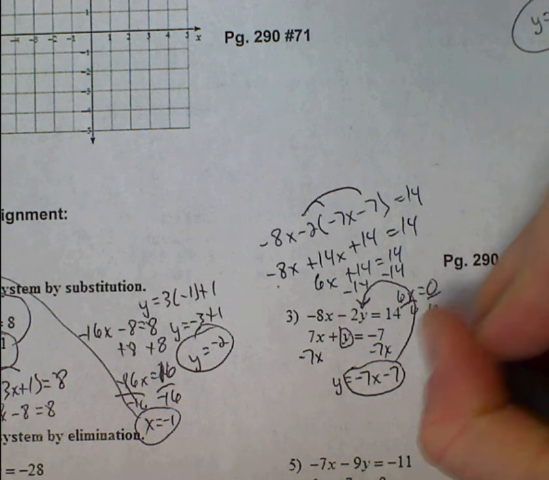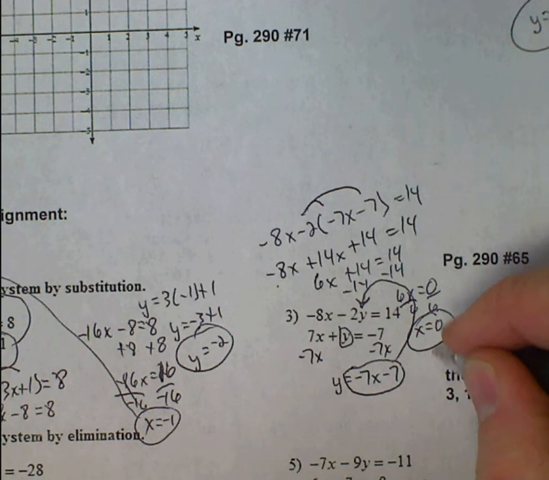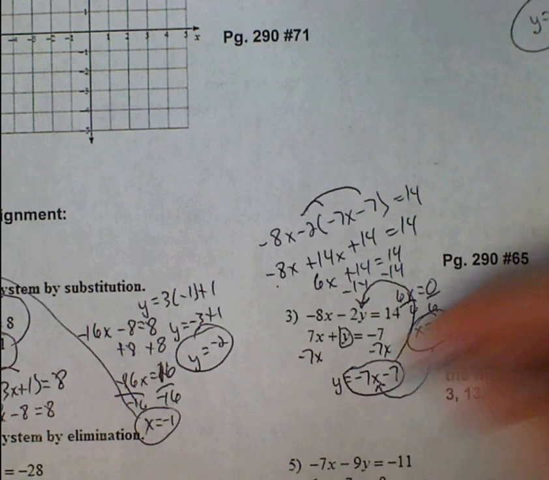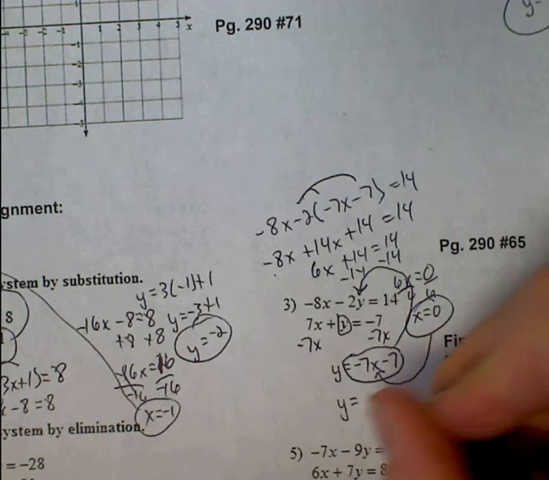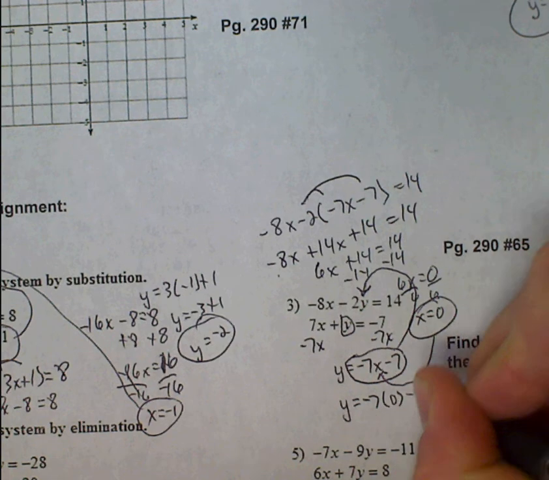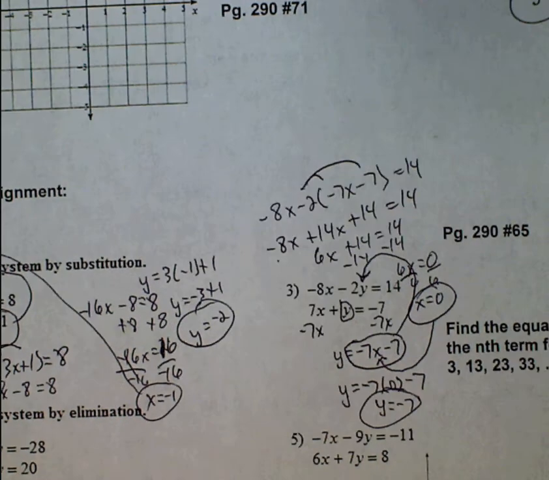Divide by 6, x equals 0. If I take my x and plug it into one of my equations, I'll plug it into the one where we got the y by itself. Y equals negative 7 times 0 minus 7. Y equals negative 7.